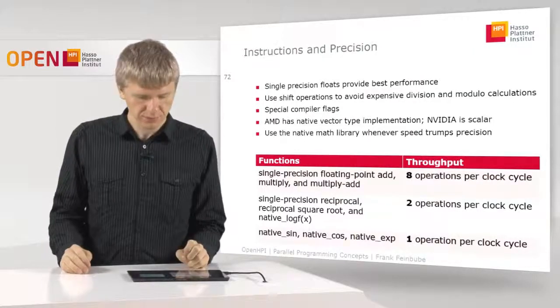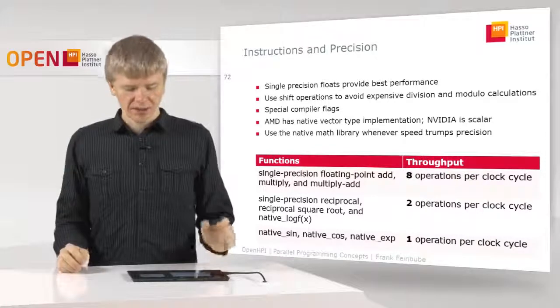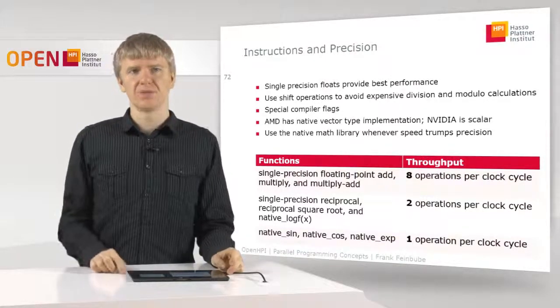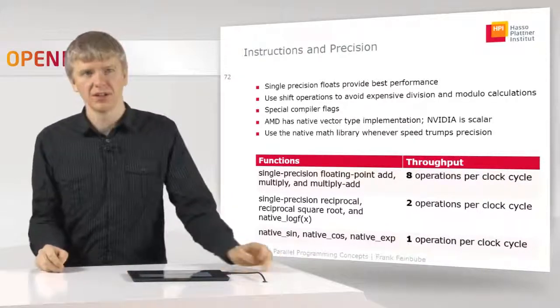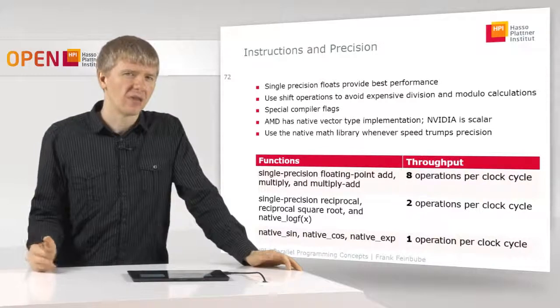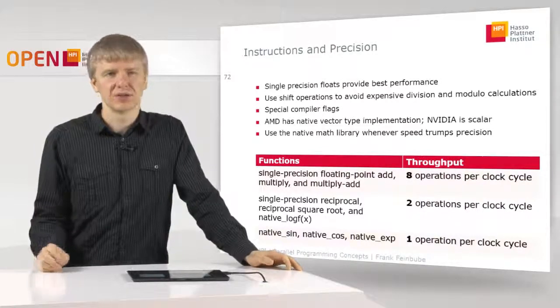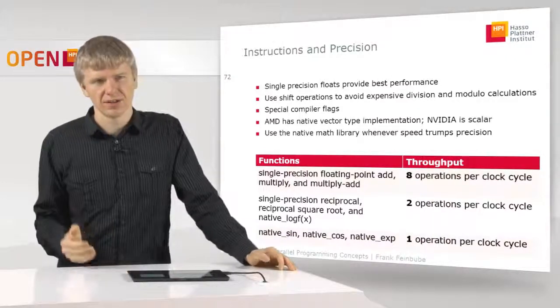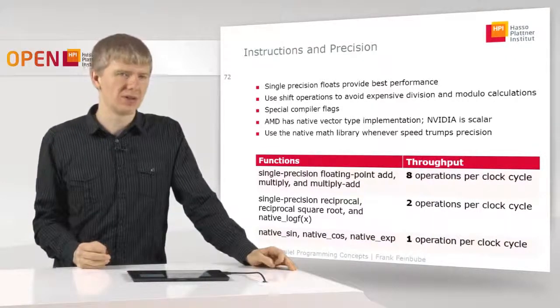There are some special instructions that you can use. Single precision floating point add and multiply add. A GPU can do 8 of those operations per cycle. So if you really can cope with smaller precision, then using these functions is a pretty good idea.